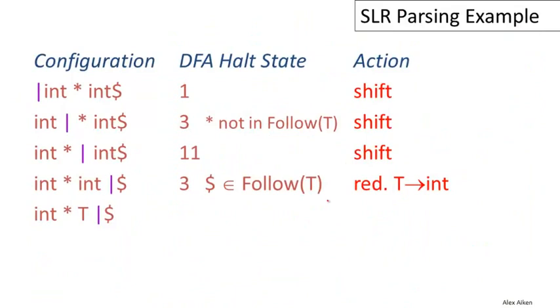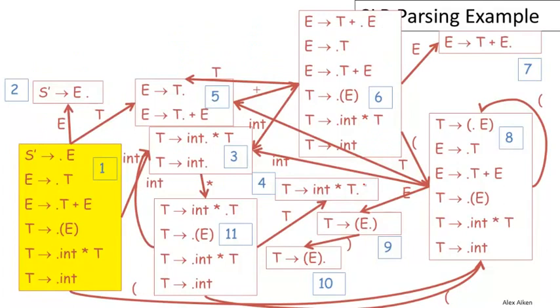So once we do the reduction, t goes to int, we wind up in the state with int times t as our stack contents, and of course, we're still at the end of the input. So once again, the DFA is going to read the entire stack contents from the bottom to the top. First it reads the int at the bottom of the stack, then it sees the times, and then finally it reads the t at the top of the stack, and it winds up in a new state, state 4.